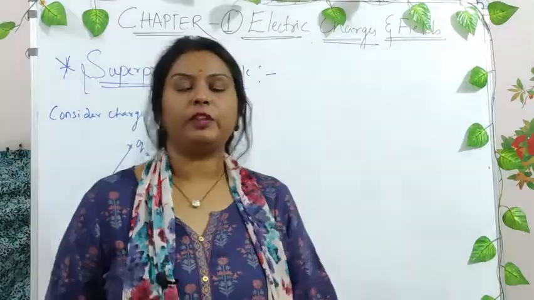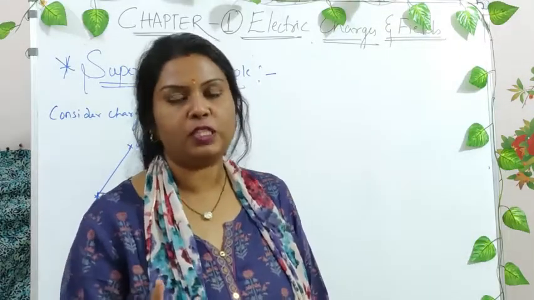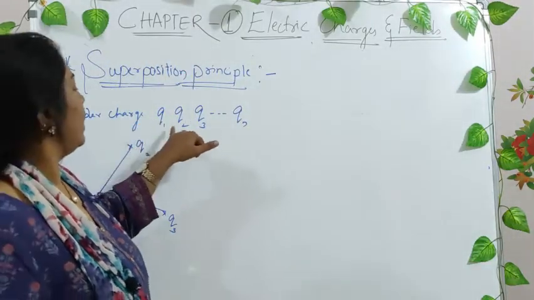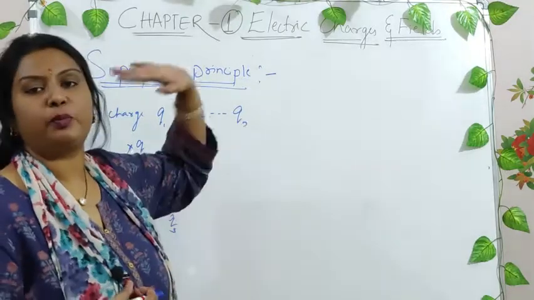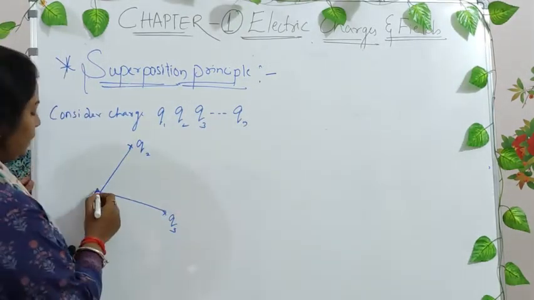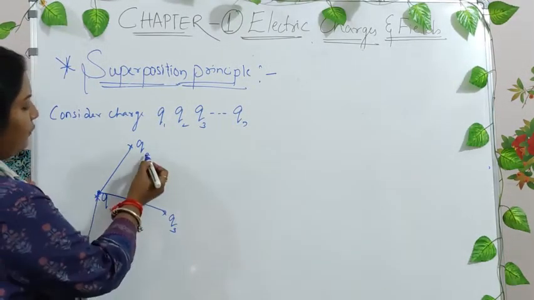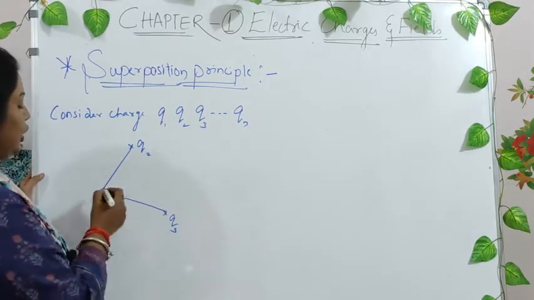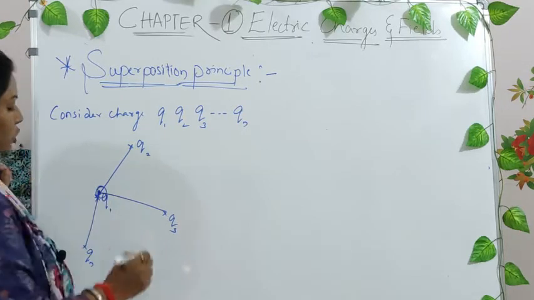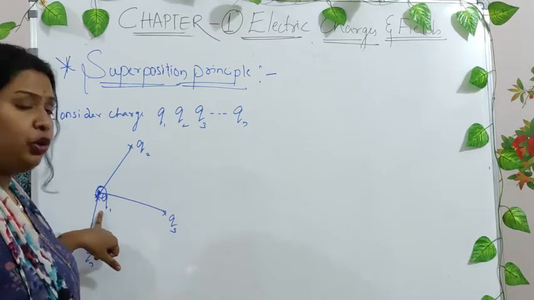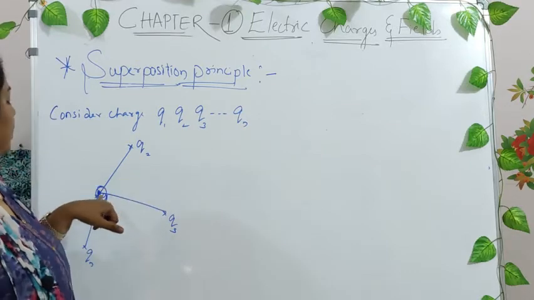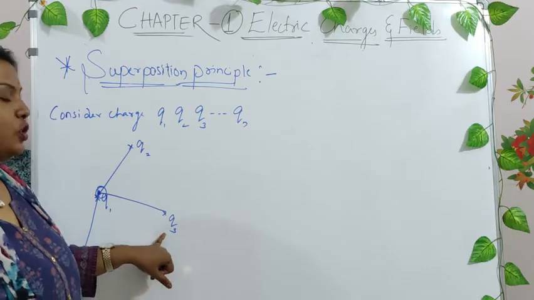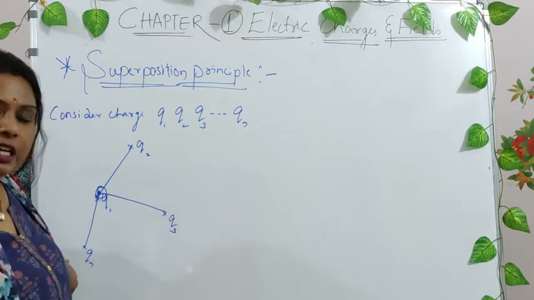Is that clear? Okay, now we will derive the expression for the force due to many charges, right? Now consider we have charges, say Q1, Q2, Q3 and so on up to Qn. Say this is the position of Q1. You have the Q2 charge, you have Q3, and so on up to the Qn charge. Now you want to find the force on the charge Q1 due to Q2, the force on Q1 due to Q3, and the force on Q1 due to Qn, right?